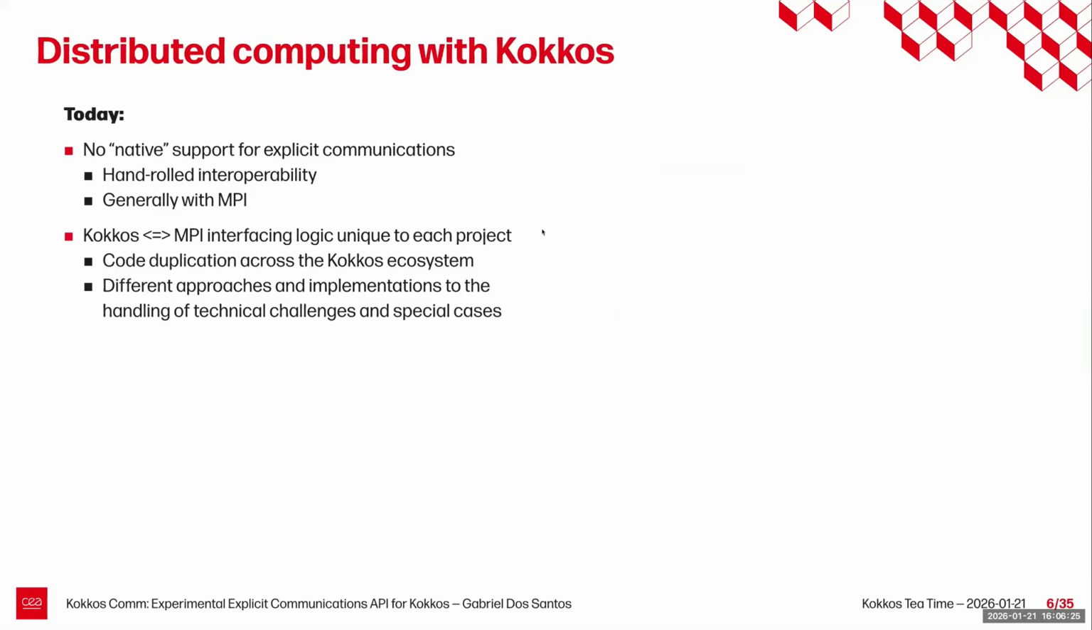So today, how do we do distributed computing with Kokkos? Mainly, it's hand-rolled. There's no native support for explicit communications, and generally, people do it with MPI. What we are seeing is that the interfacing logic between Kokkos and MPI is unique to each project or application that uses Kokkos and wants to distribute across many nodes. So there's lots of code duplication across the Kokkos ecosystem, and we see different approaches and implementation strategies for how we handle some of these technical challenges and special cases.